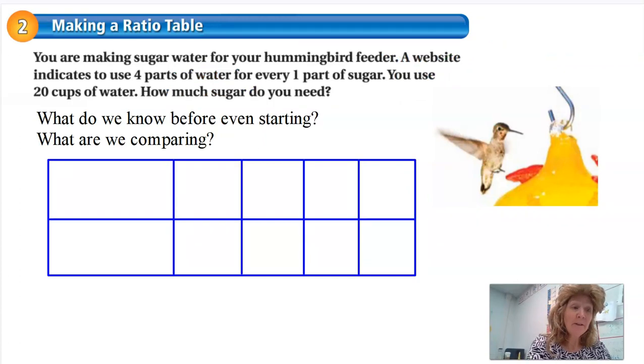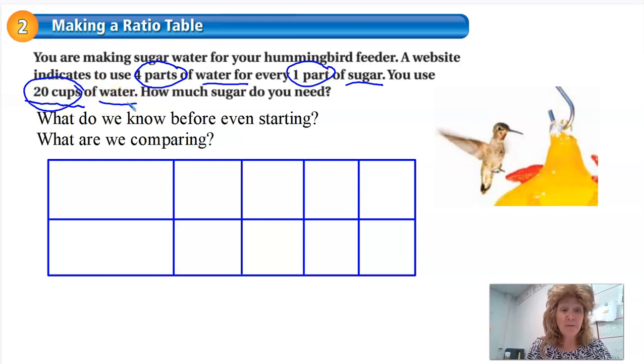Okay, next, now we've got a ratio table that's all blank. Notice I'm going to read the instructions and circle the important numbers. You're making sugar water for your hummingbird feeder. A website says you should use 4 parts of water for every 1 part sugar. Okay, now it says you use 20 cups of water. 20 cups of water. How much sugar do you need?